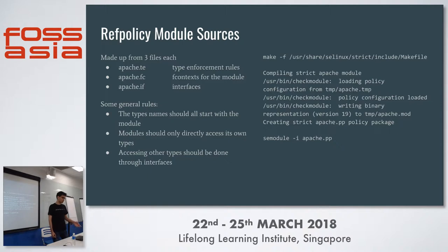So if you build it, you use the makefile that refpolicy puts on the system. I've actually symlinked it in the VM, so it should just work if you just type make. And then you load the module in, like semodule -i apache.pp. Then it'll load up the policy module into the whole list of all the other modules in the system, put them all together, and then save it back as that policy.31 file from the beginning. And then that gets loaded into the kernel.